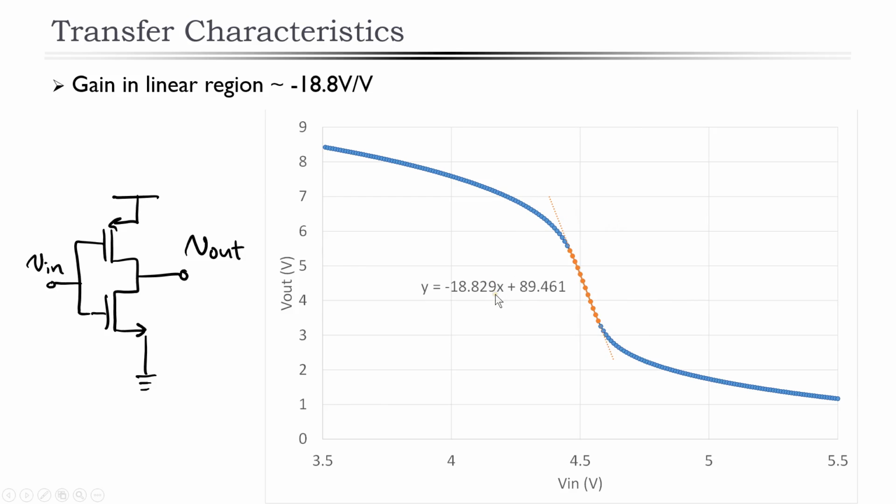So what we can do is if we bias our inverter right at this point and we put small signals around that bias point, we actually get a linear behavior, so we can get some gain out of it. And we've done some fitting here, and we can see that the slope of this line is actually 18.8. So that's the gain of our inverter. We can get a gain of minus 18.8 volts per volt out of this if we bias it at the right point.